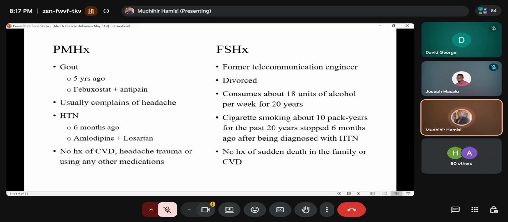So currently, before having this condition, he was just doing part-time jobs. If he gets a job somewhere, he's doing it. Yeah. And he divorced his wife like 4 years ago.